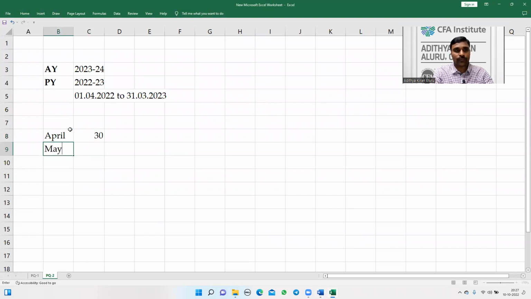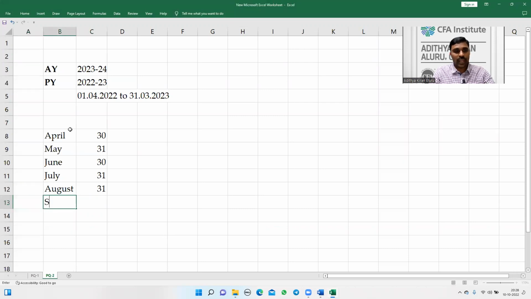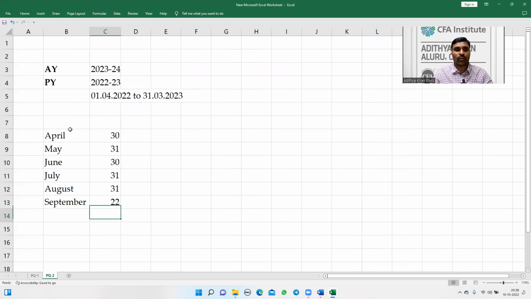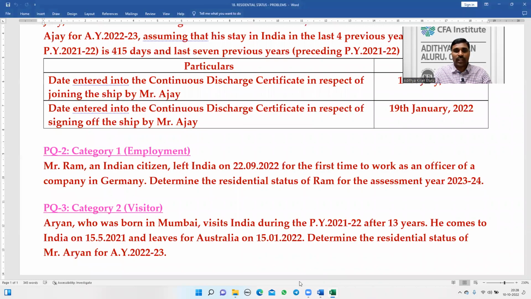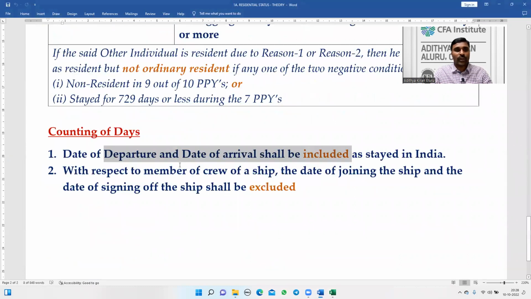April 30 days, May 31, June 30, July 31, August 31, and for September I have to include 22. So in total, 175 days. Since he's a category 1 individual, a stay of 182 days in India is a must.